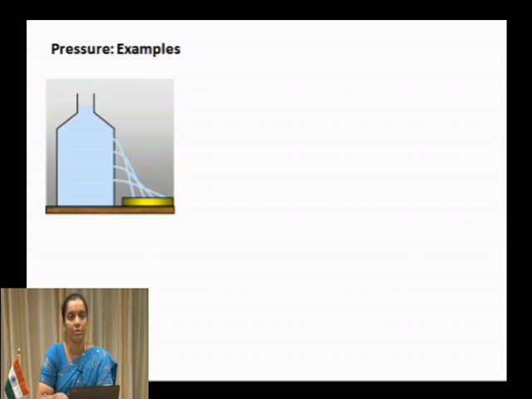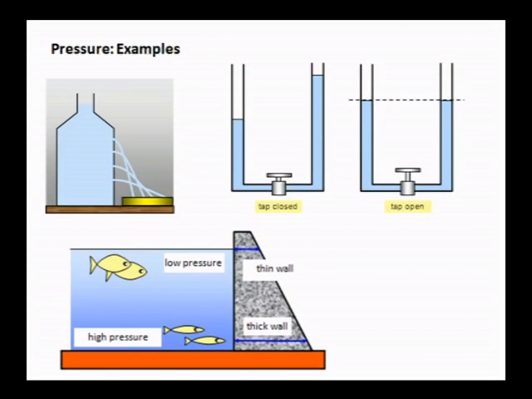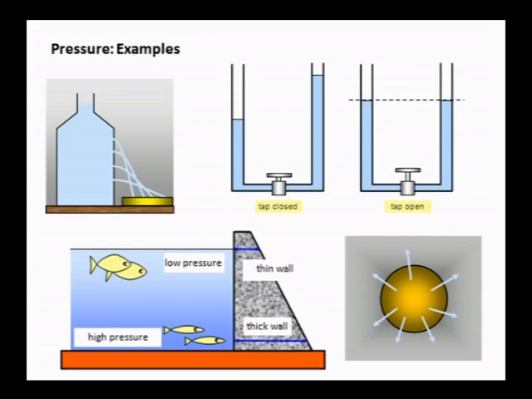Here are the slides again to show examples for pressure. Here, the fish tank: we can see since the pressure at the bottom is high, the wall should be thick at the bottom. The pressure is low at the top, so we can have a thin wall at the top. Pressure is exerted equally in all directions.